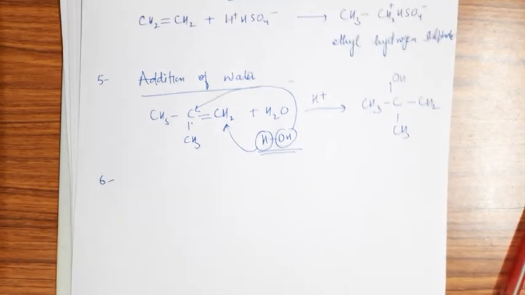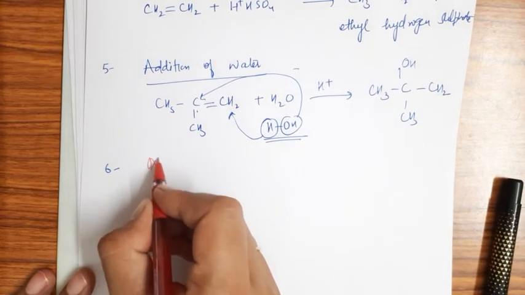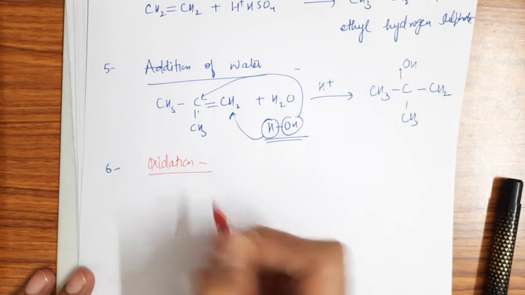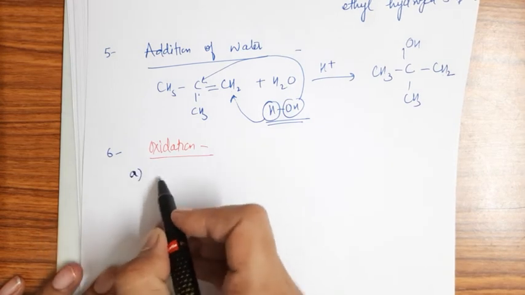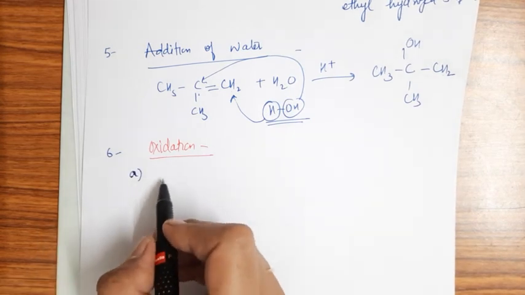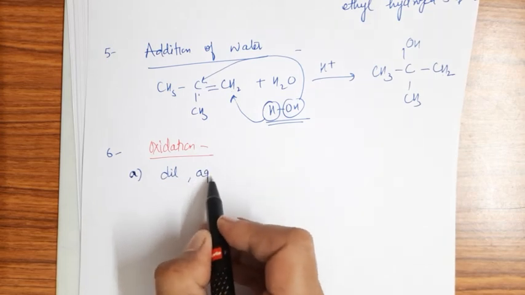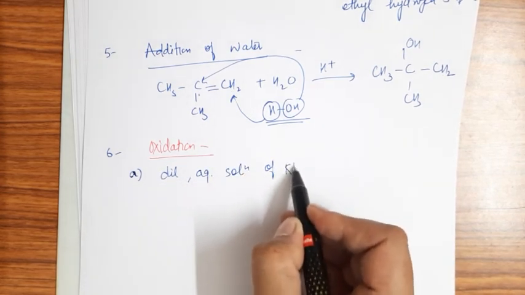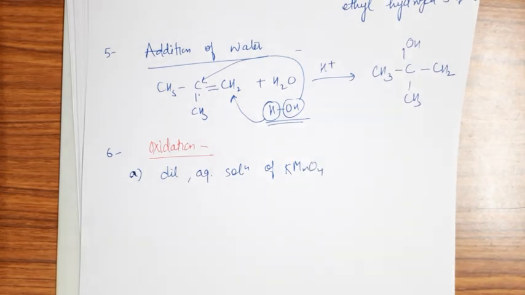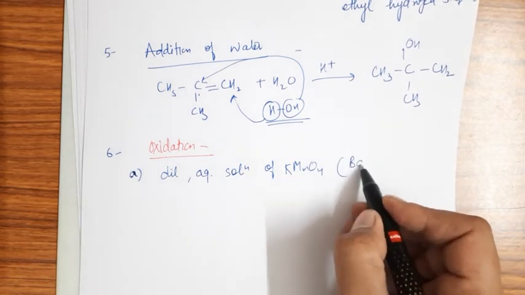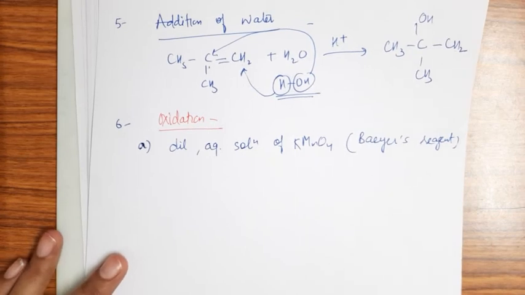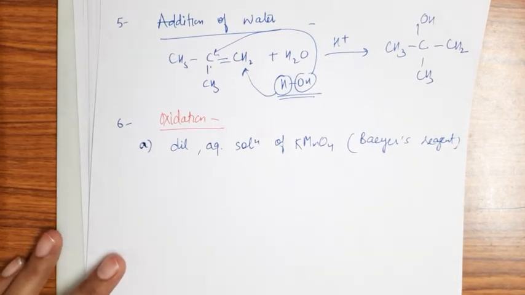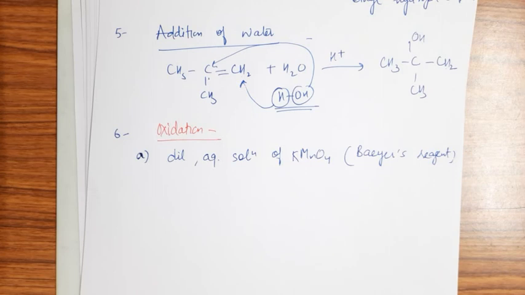Now next is the oxidation. Oxidation takes place by using KMnO4, and we can use KMnO4 in 2 ways. If we use the dilute aqueous solution of KMnO4, which is also known as Baeyer's reagent, right? Then we will get the vicinal glycol. Vicinal means at the adjacent position, glycol means 2 OH groups will be attached to adjacent carbon atoms.